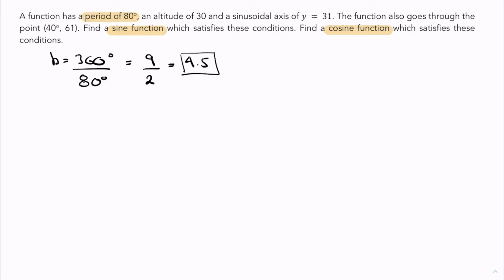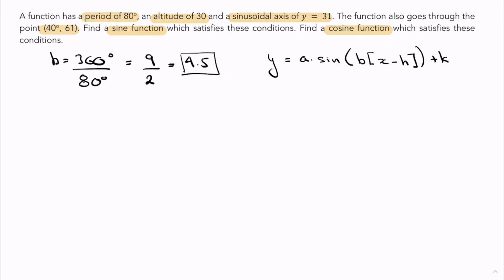So the altitude in this case is 30. The sinusoidal axis, that is the line through the middle, is 31. And we know that it goes through the point 40, 61. So let's write out the kind of template for the sine function. I have y equals my a value, my amplitude, sine, bracket, b x minus h, that's my shift, and then I have a plus k.